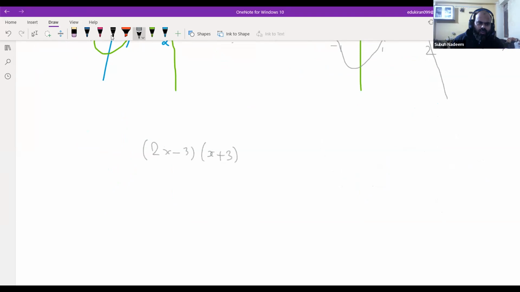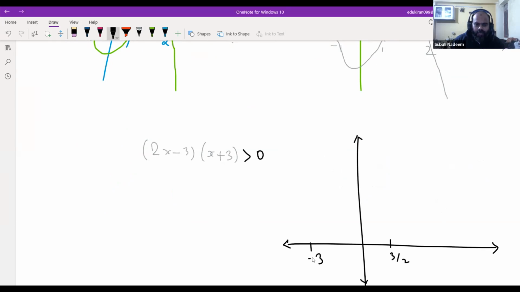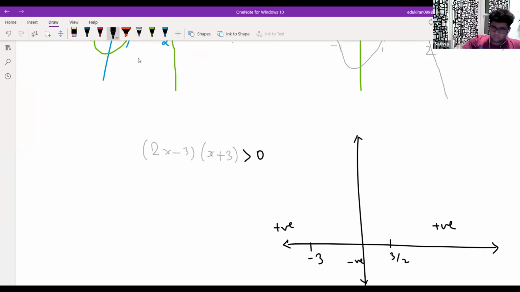Was it greater than 0 or less than 0? Greater than 0. Yeah, now your voice is better. So 3 by 2 is here, minus 3 is here. This is positive, here it is negative, here it is positive. But when you drop the minus 3 and 3 by 2, isn't it both positive and negative sides?